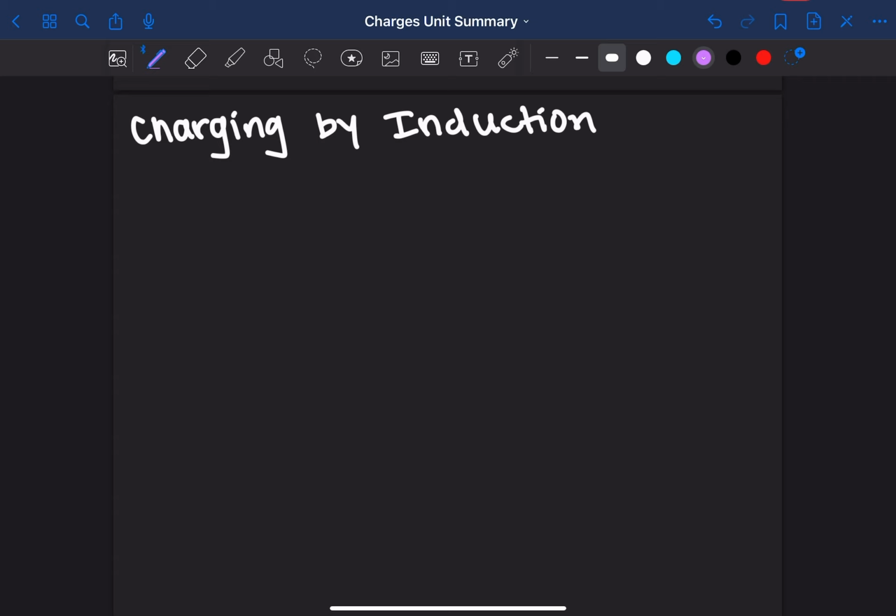Now, charging by induction is if you took two neutral objects, if isolated, they can actually become charged without being touched by a charged object. So instead of the triboelectric effect where we're actually touching the two objects together, if two neutral spheres, oh, guess we're using purple, two neutral spheres were next to each other, and then a positively charged glass rod were to approach but not actually touch one of the spheres.